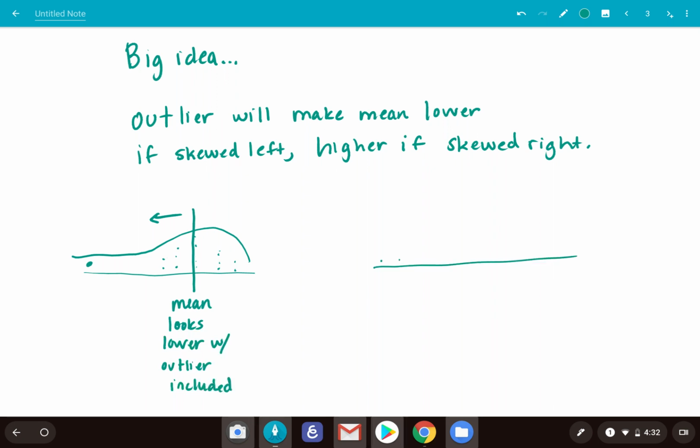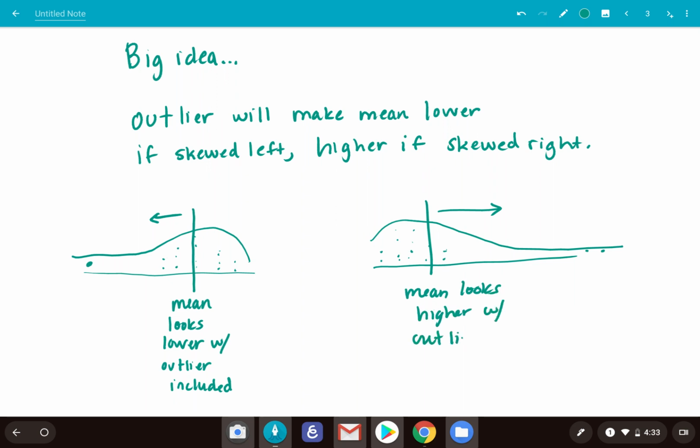And if you had data that was mostly on the left and then maybe some really super high number, your mean is going to get pulled to the right. So your mean looks higher with the outlier included. So sometimes people will exclude the outlier in order to make the mean look more representative of all the other data values.